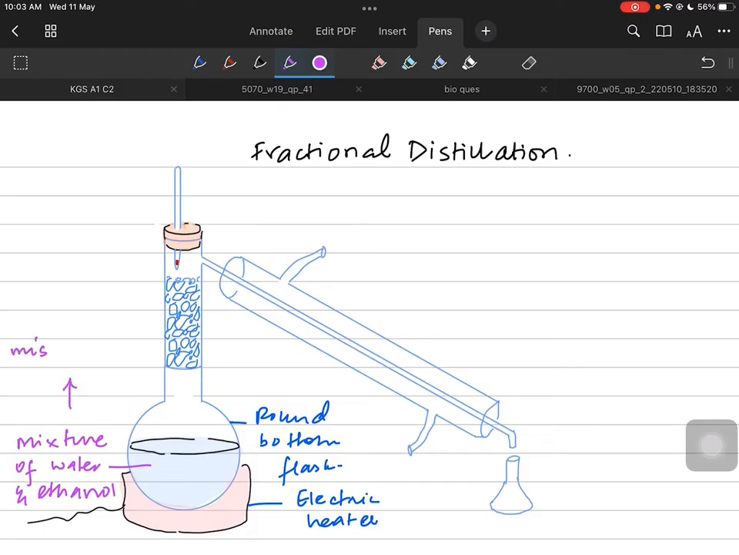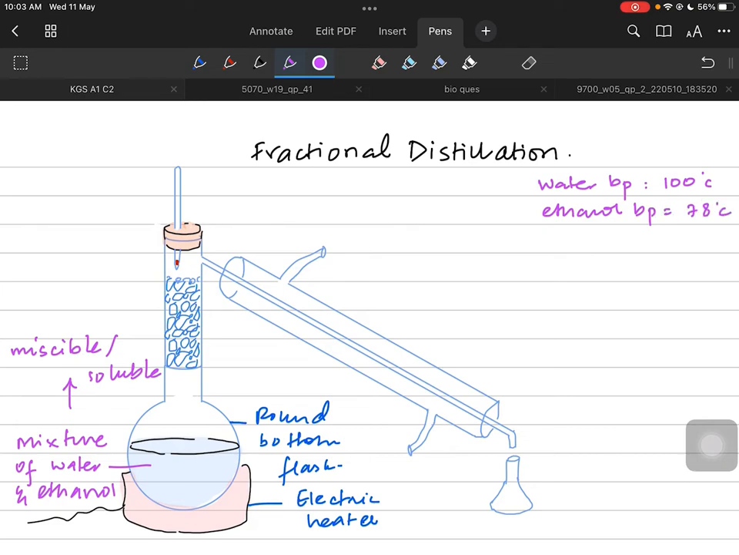There is a fractionating column at the top of the round bottom flask. So this cylindrical thing that you see is a fractionating column. I'm writing the boiling points on the top right. Water has a boiling point of 100 degrees Celsius and ethanol has a boiling point of 78 degrees Celsius.